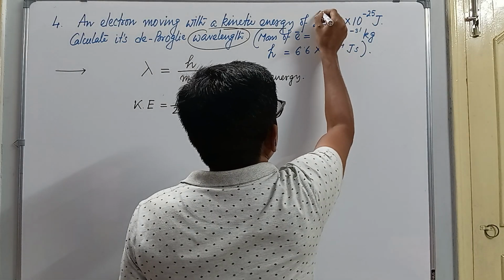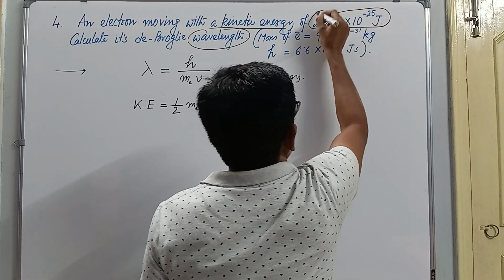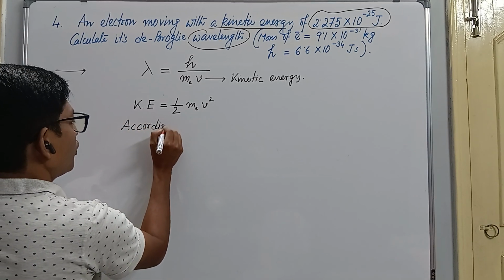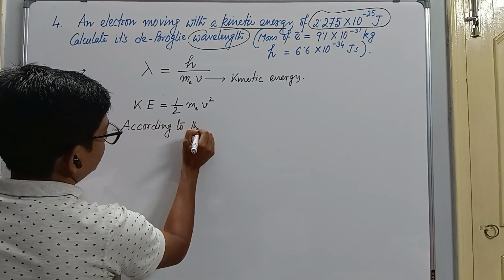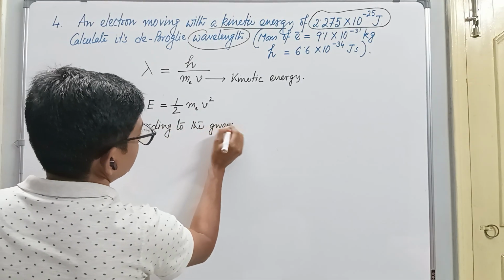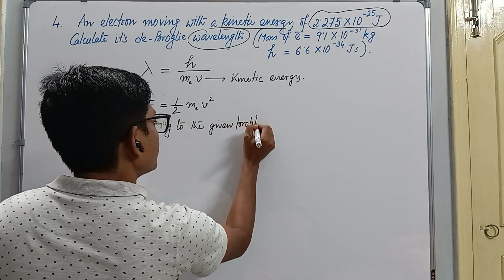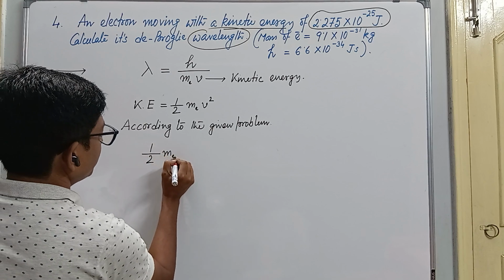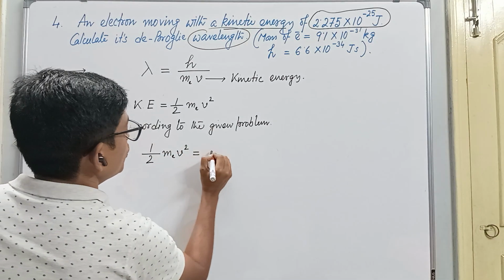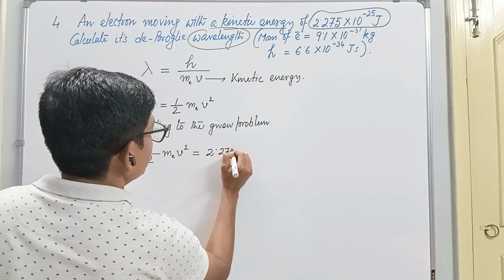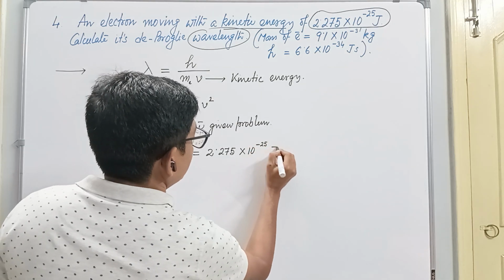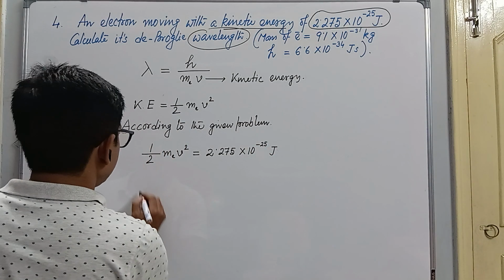Now they have provided this kinetic energy. So what can we do? We can write according to the given problem, half m v square, which is the kinetic energy, is equal to 2.275 into 10 to the power minus 25 joule. Right? This is what they have given in the numerical.